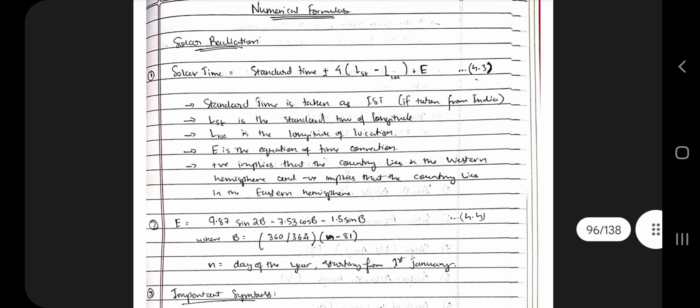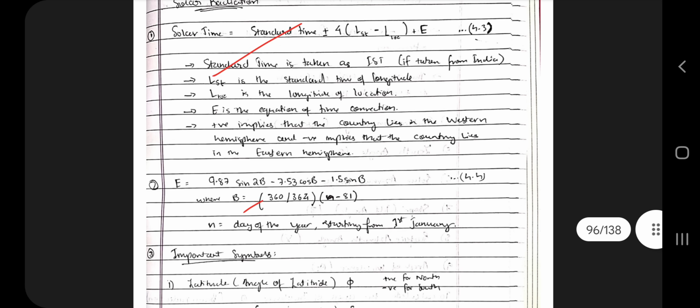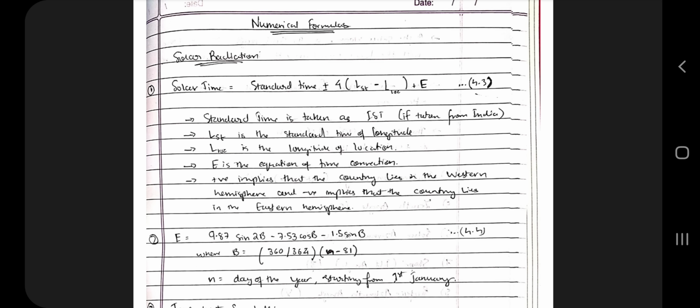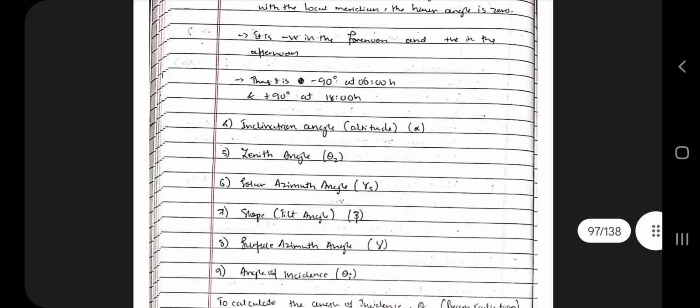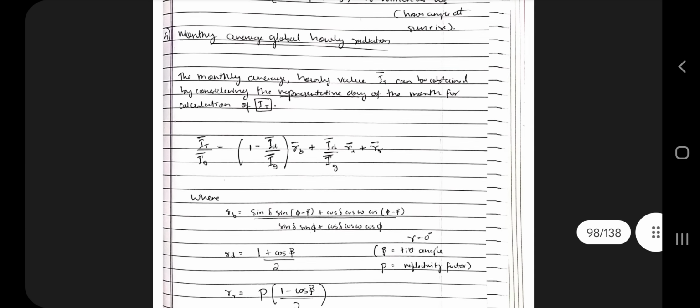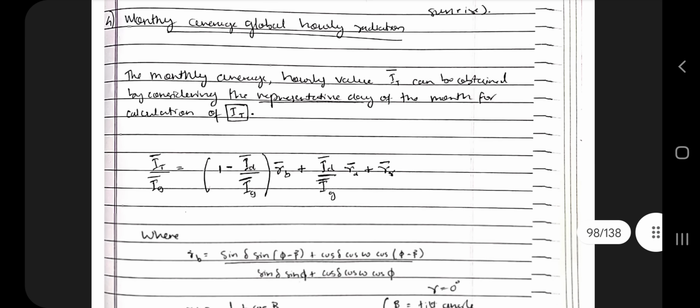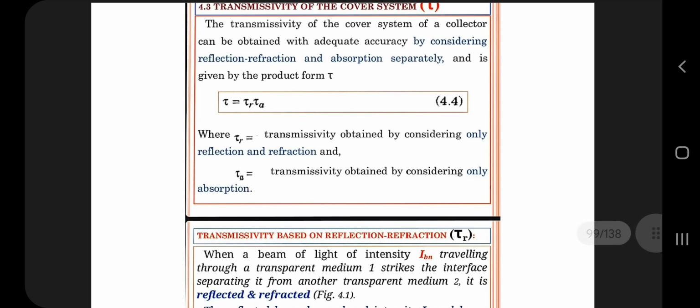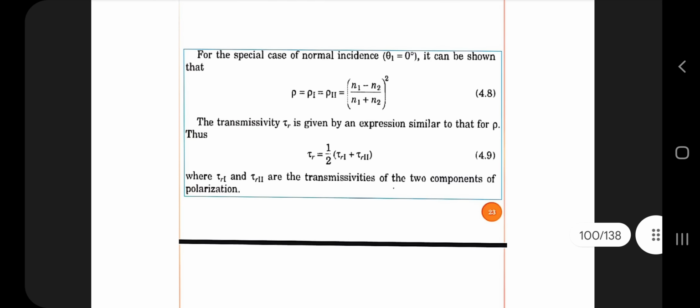So these are the formulas. Solar radiation: there is a formula for solar time, and I'll discuss these in depth. First, let me give you a brief overview of how many types of numericals there are. Solar radiation is one type, and in solar radiation alone there are many types, for calculating different values. And here are the glass covers, with different types of transmissivity. Here's this formula.